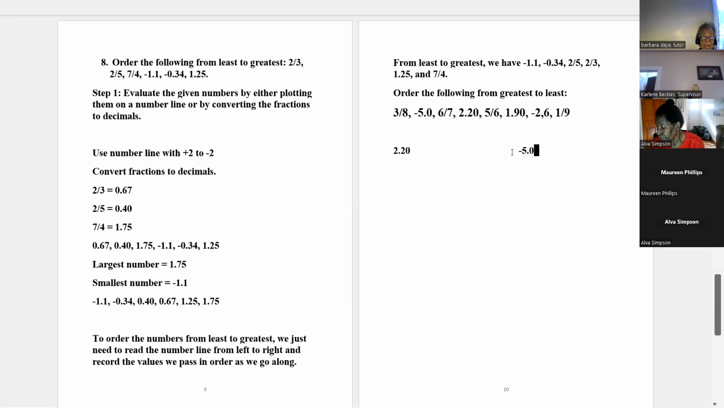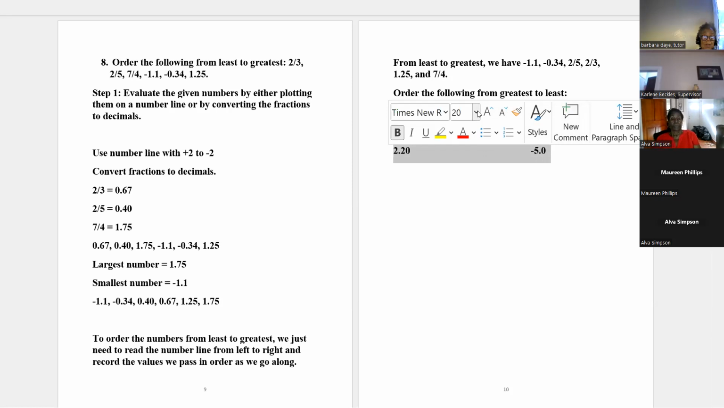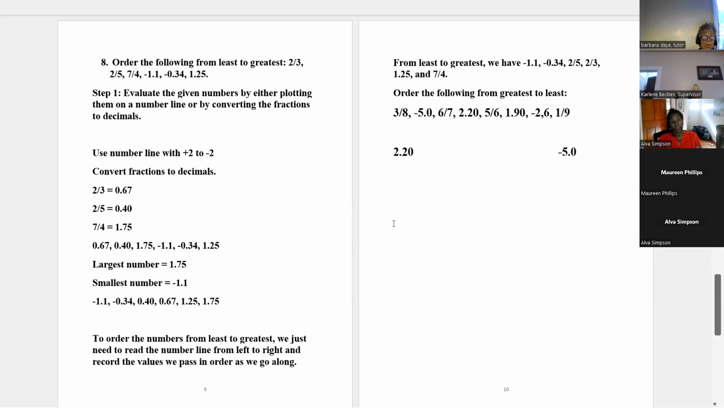Oh, I see. Alva, did you have that one as your smallest? Yes, Miss Barbara. Okay, very good. Now you just put the ones in between, right? Convert your fractions to decimals, right? Okay, let's do this. Minus 5.0. Okay, 3/8. What was that equal to, Alva? You converted that to a decimal?